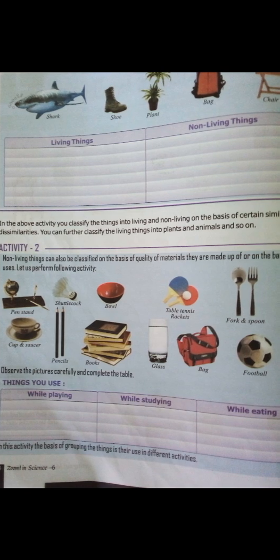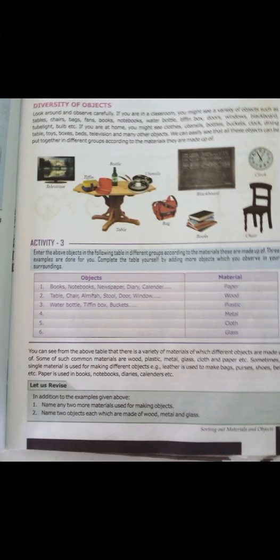Next, we'll go for diversity of objects. What is meant by diversity of objects, students? Diversity of objects means if you look around yourself, you can see numerous things. If you are in a classroom, you might see table, chair, bag, fan, book, notebooks, water bottle, tiffin box, doors, windows, blackboard, tube light, bulb, etc.